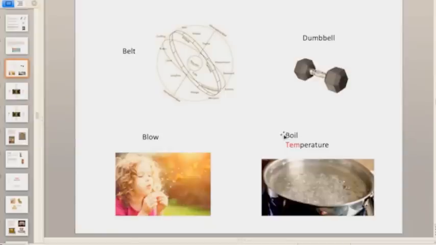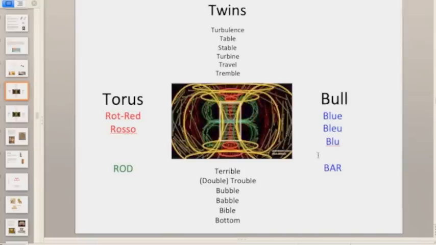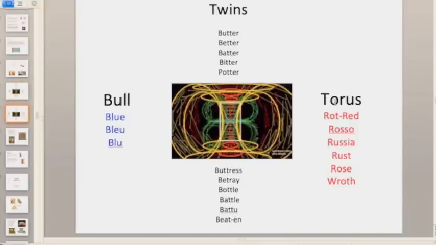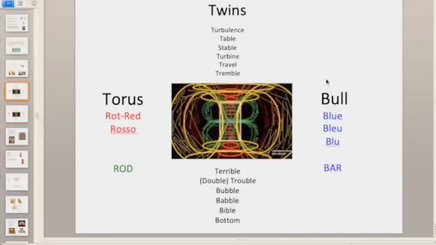Temperature, atom, temperature. Here you have the left pillar, Jachin, and here you have the right pillar, Boaz. Jachin and Boaz. And here you have Tor bull words, and here you have bull Tor words. And look: turbulence, table, stable, turbine, treble, tremble, terrible, double, trouble, bubble, babble, Bible. See, bi means two bulls, two Taurus bulls.